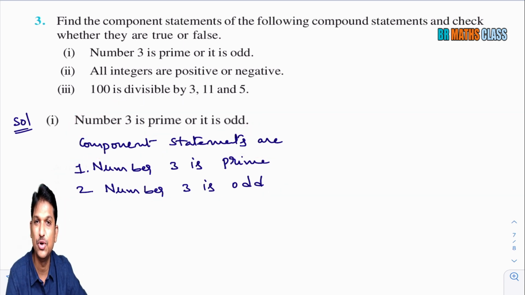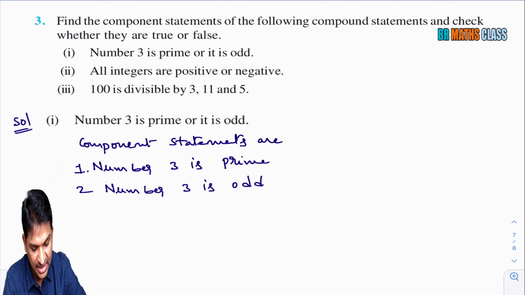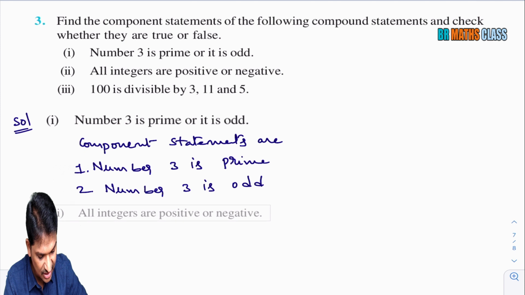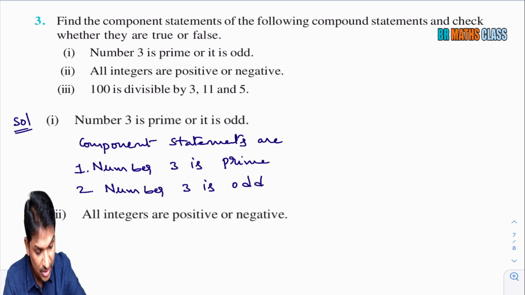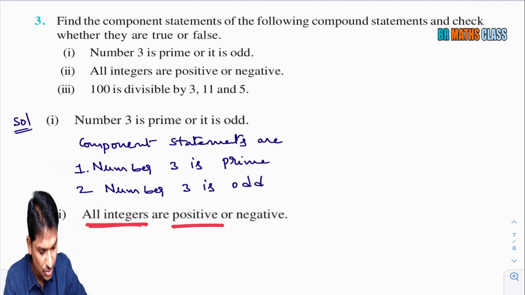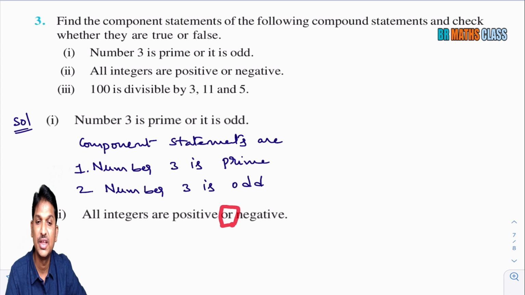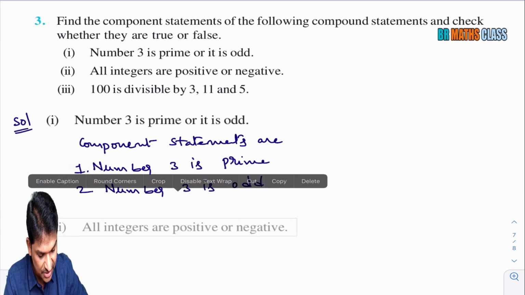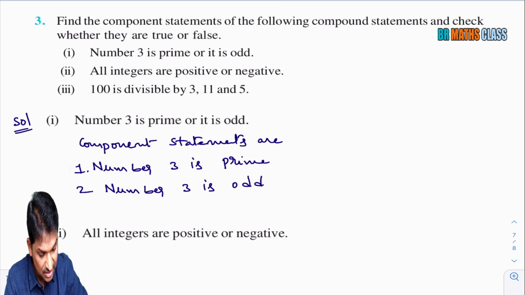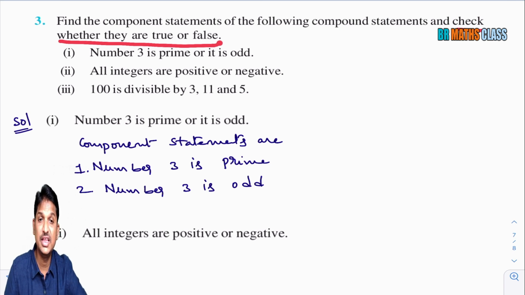This is very simple. Okay, now come to the second bit. In the second bit they are giving: all integers are positive or negative. This is the compound statement. What is the connecting word? The connecting word is or. One more thing in this first bit: they are asking to find the component statements and check whether they are true or false.